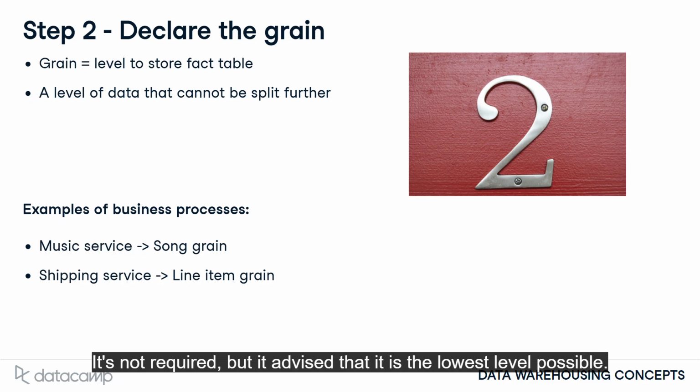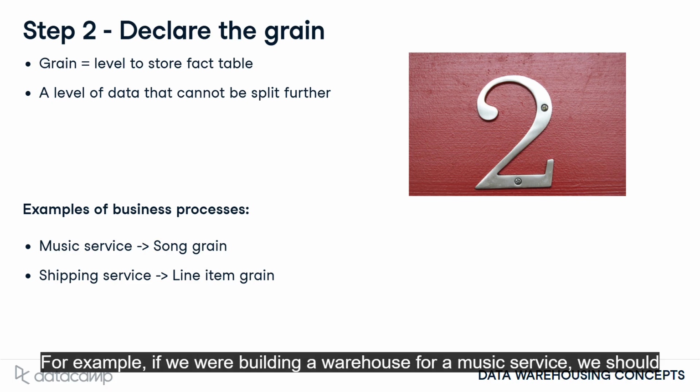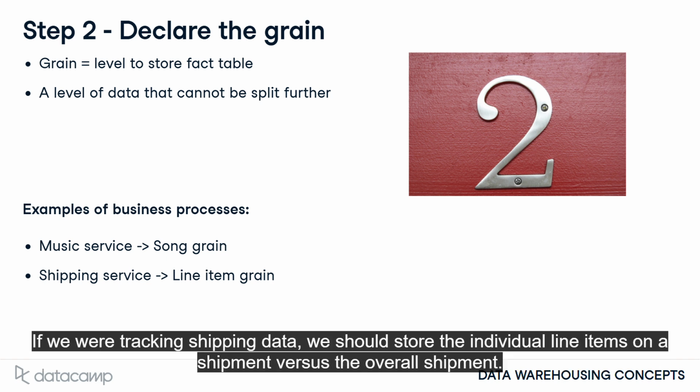It's not required, but it is advised that it is the lowest level possible, essentially a level where you cannot split the data any further. For example, if we were building a warehouse for a music service, we should choose the grain level to be individual songs versus a full album from a band. If we were tracking shipping data, we should store the individual line items of a shipment versus the overall shipment.